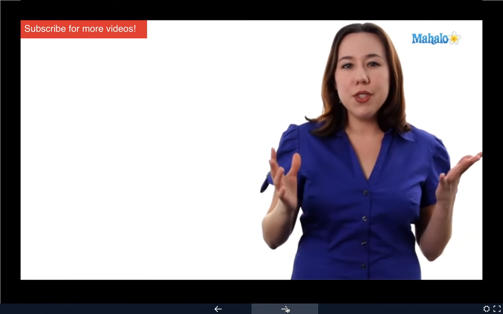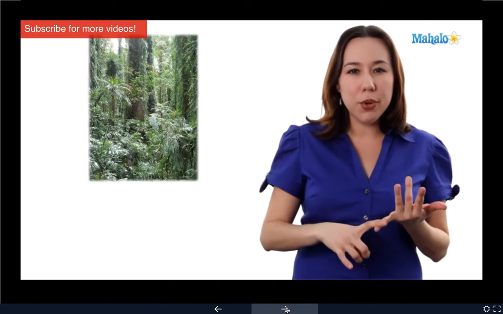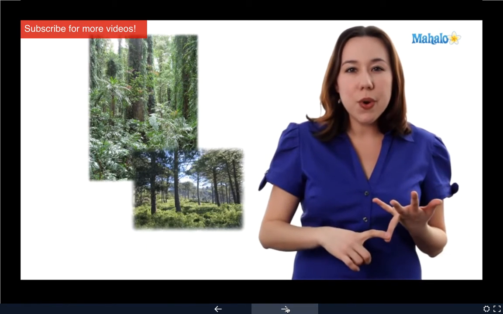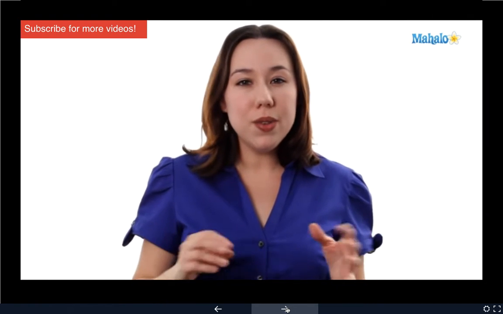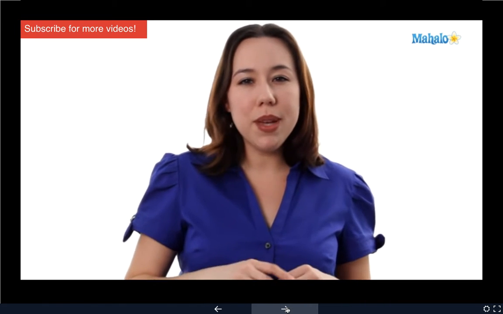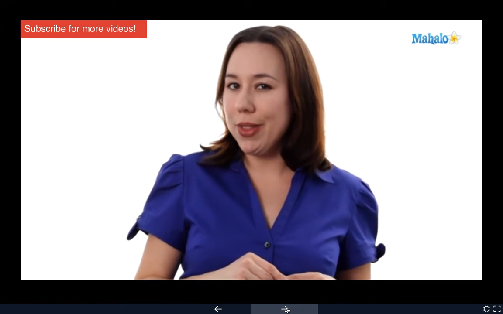On our planet, we have so many different types of ecosystems: tropical rainforests, deciduous forests, tundra, and all of those different types of ecosystems help to make sure that our planet stays nice and healthy.